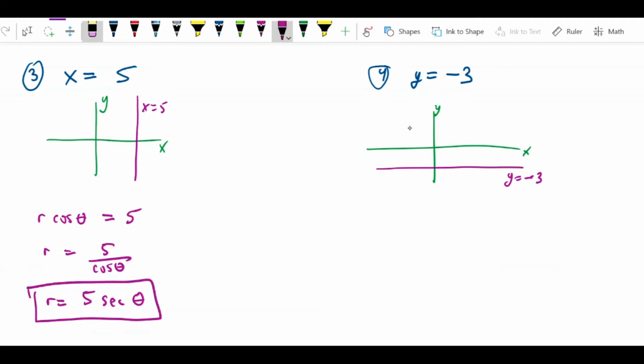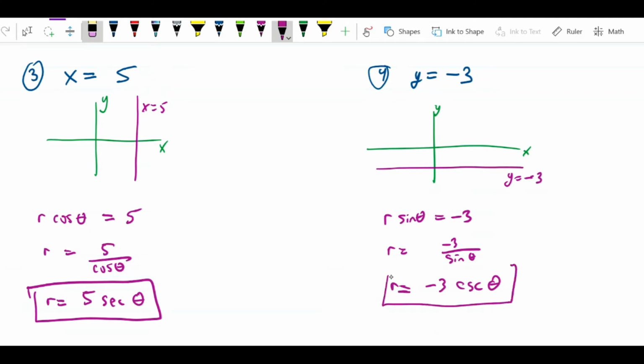And for y equals negative 3, we replace y with r sine theta. That equals negative 3. That gives us r equals negative 3 over sine theta, which of course is r equals negative 3 cosecant theta.